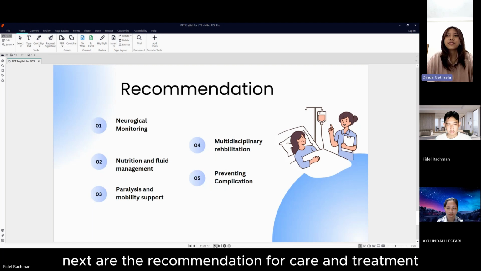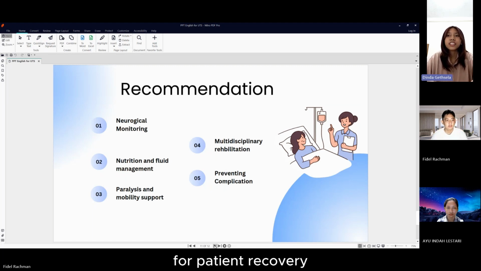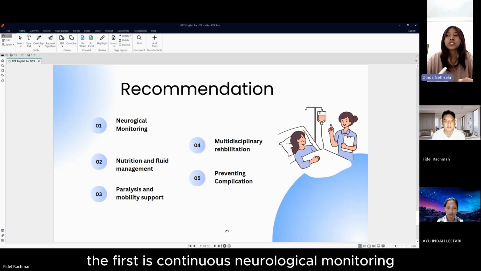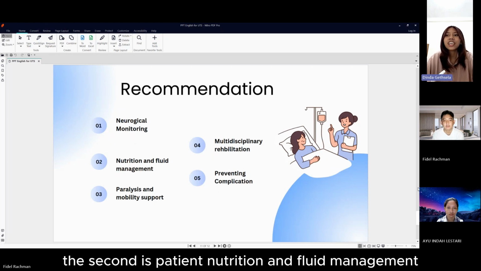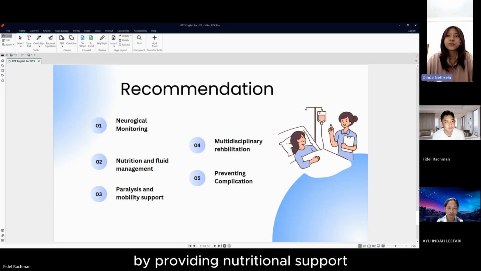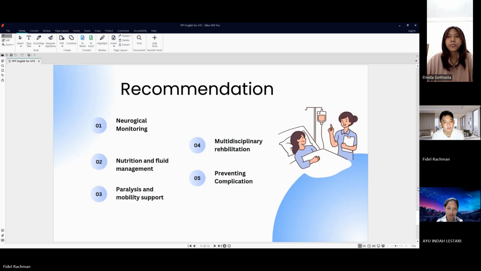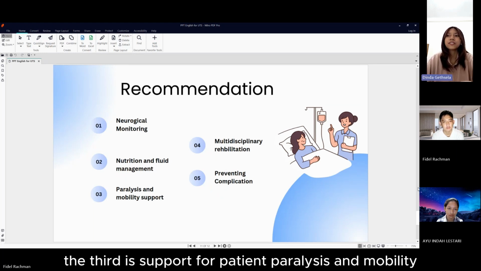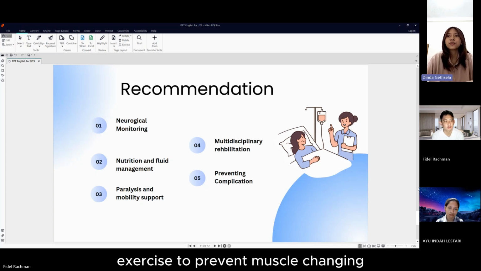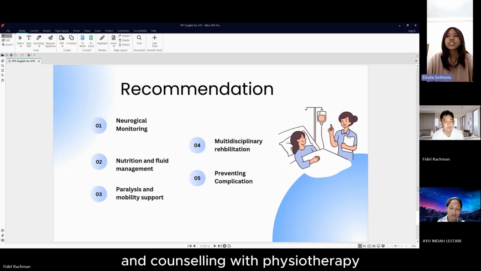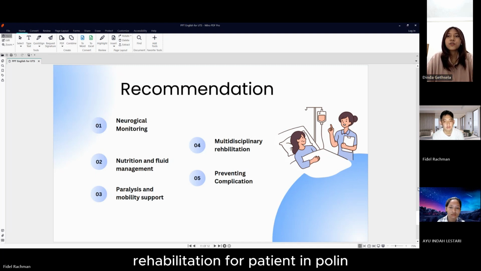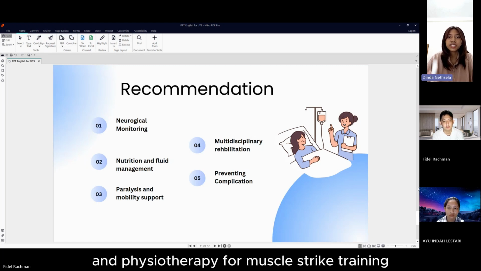Next are the recommendations for care and treatment for patient recovery. The first is continuous neurological monitoring to monitor the patient's brain function. The second is patient nutrition and fluid management by providing nutritional support and maintaining fluid balance in the patient. The third is support for patient paralysis and mobility, namely doing movement exercises to prevent muscle loss, changing the patient's position to prevent pressure sores, and counseling with physiotherapy. The fourth is multidisciplinary rehabilitation for the patient, involving neurologists for stroke recovery and physiotherapy for muscle strength training.